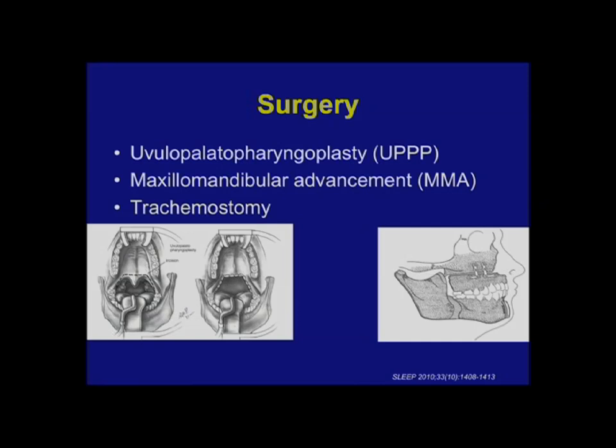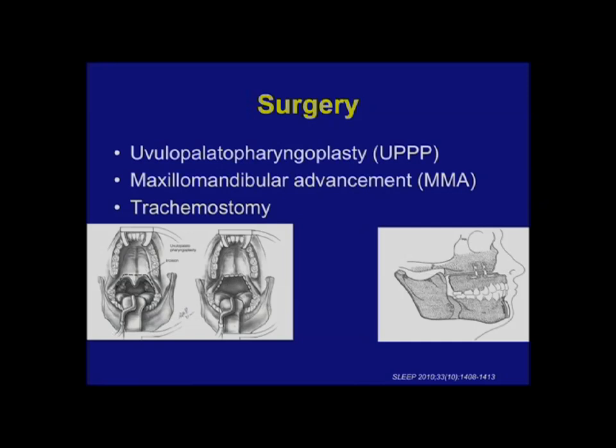Surgery is sometimes an option. We usually don't consider it first line. Some of the surgeries that have been used for obstructive sleep apnea are listed here. There are several more surgeries that I have not listed. The first one is the UPPP, or uvulopalatopharyngeoplasty. The second is a maxillomandibular advancement surgery. And the third is a tracheostomy, which is seldom used these days, but used in the past to treat very severe sleep apnea. And in the bottom right-hand corner, we see a pre and post UPPP surgery.